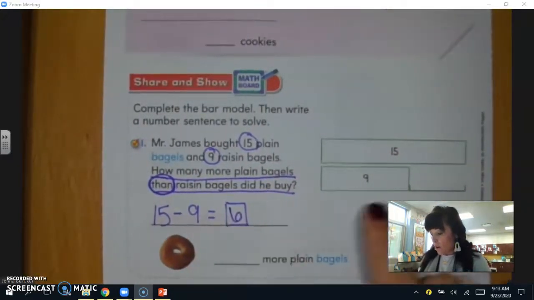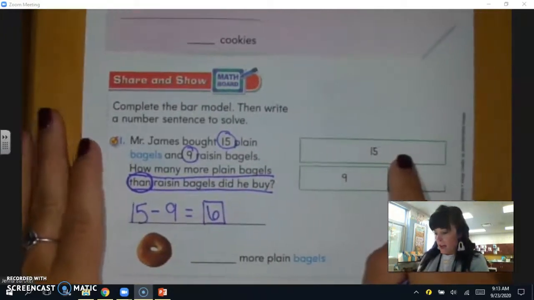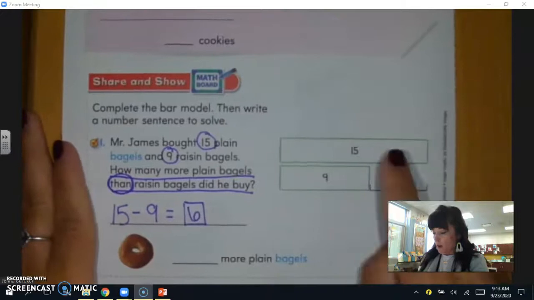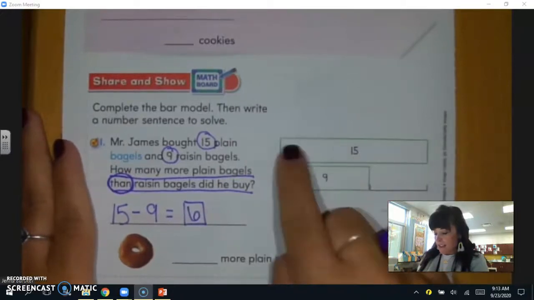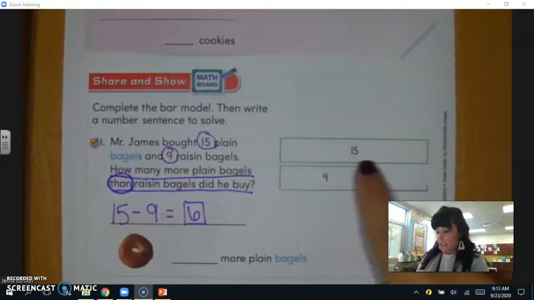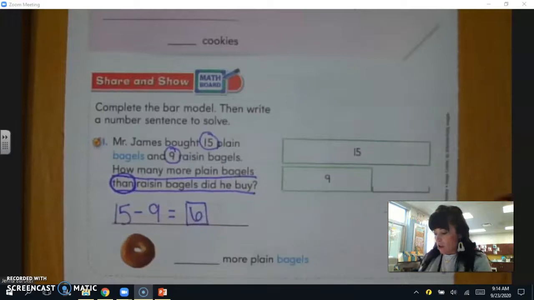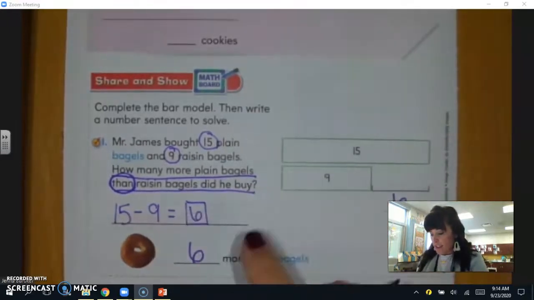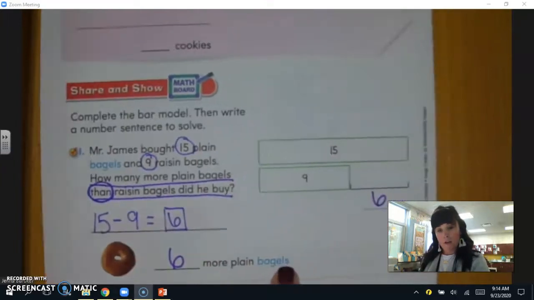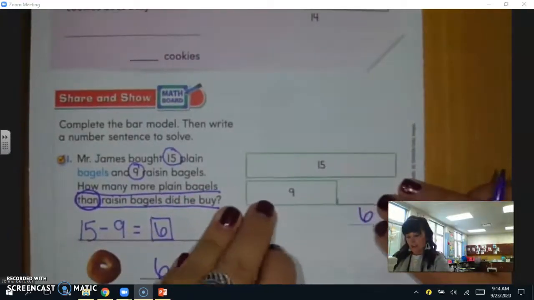Okay, so over here we need to fill in this bar model. And 15 minus 9, so the whole is 15, right? The biggest number is 15. The two parts that make up that 15 are 9 and what we just solved for, which is 6. And then our answer here is 6 more plain bagels. Okay? Good? All right, let's go to the next one. On to the next page.